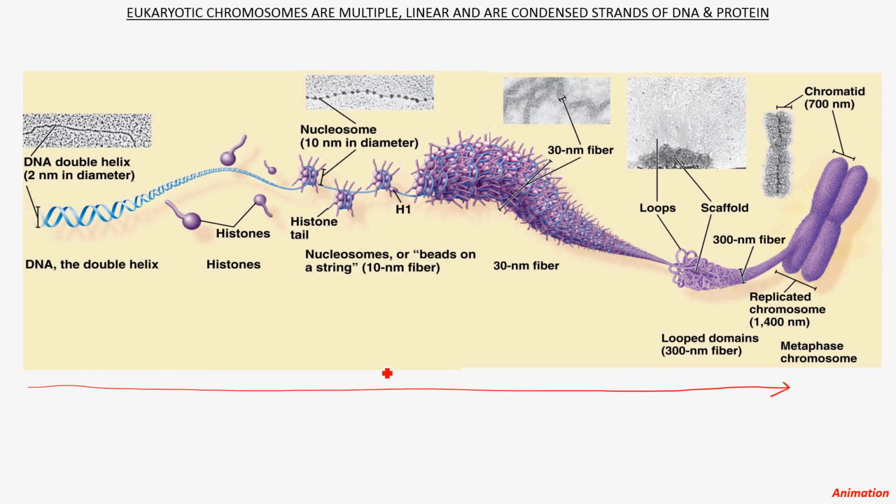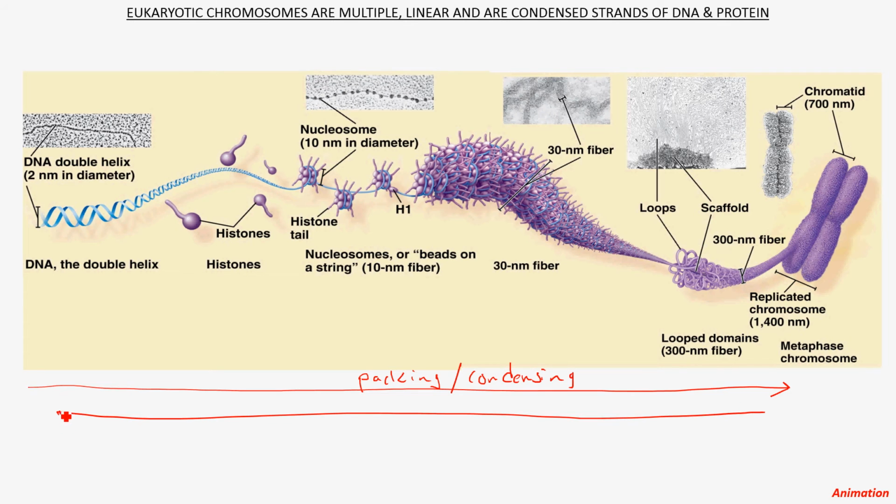Well, the answer is that the DNA molecule is packed. It's condensed, right? So here we have packing as we go from left to right, or we say that the DNA is condensing as we go from left to right. And then as we go from right to left, we talk about the chromosome unpacking or being decondensed.